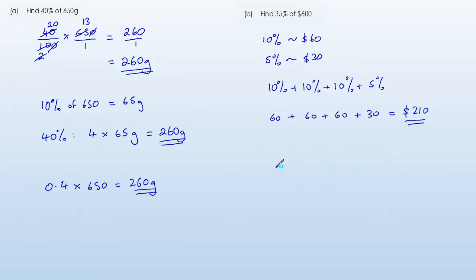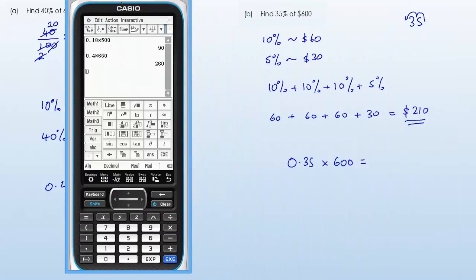Again, with a calculator, just divide 35 by 100. So we get 0.35, multiply that by 600. So 0.35 multiplied by 600 is 210.